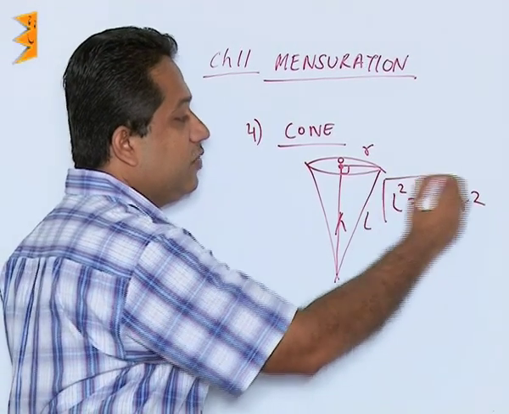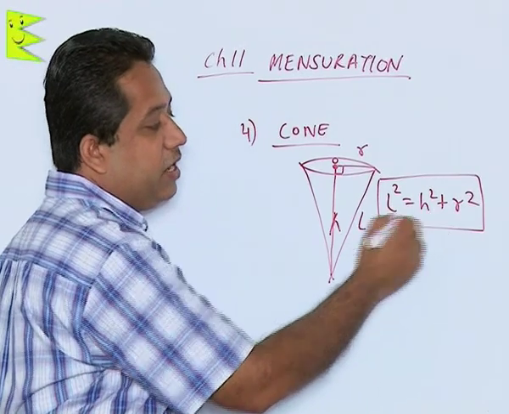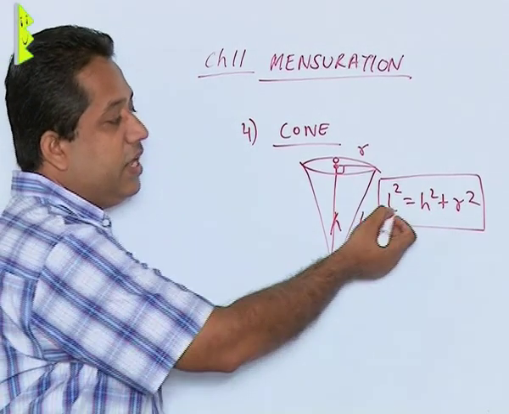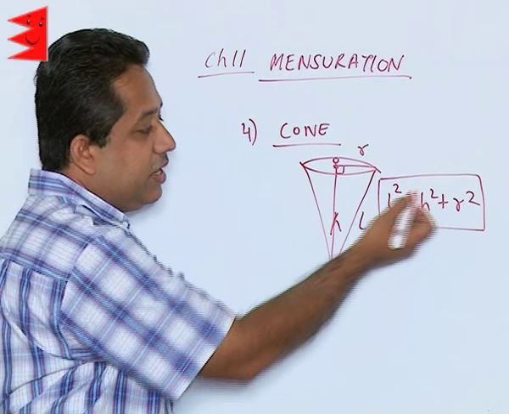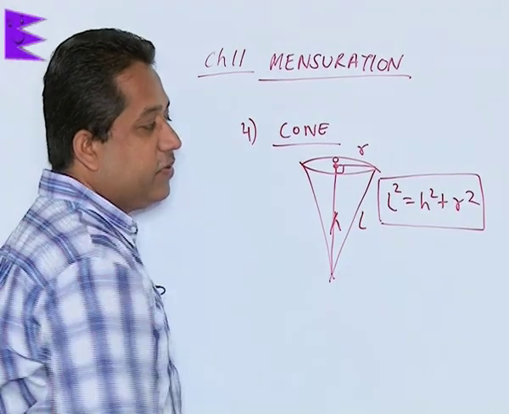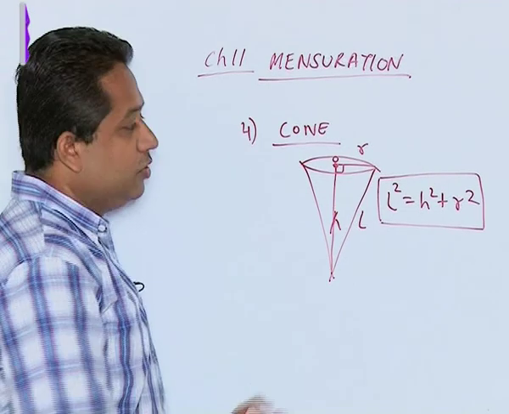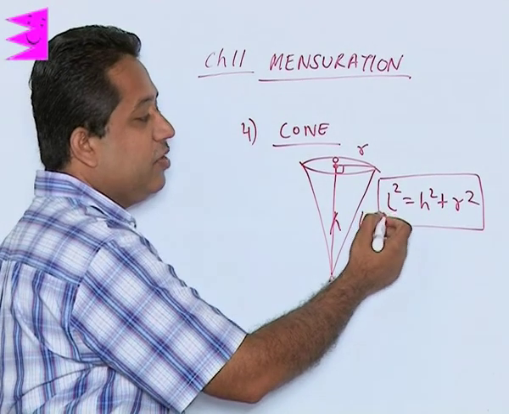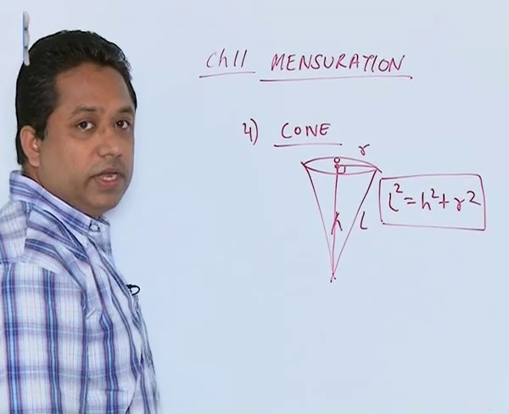Now, by using this formula, we can find out the third quantity if any two are given. So, if h and r are given, we can find out the slant height. If the slant height and height are given, we can find out the radius, and so on and so forth. So, this is a very useful formula to find out the third unknown quantity.